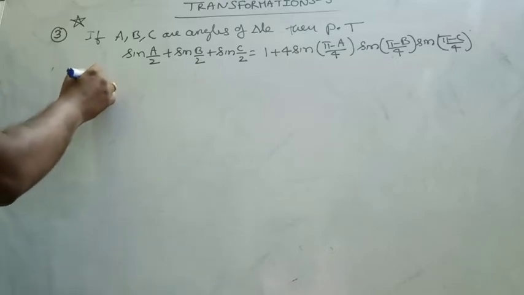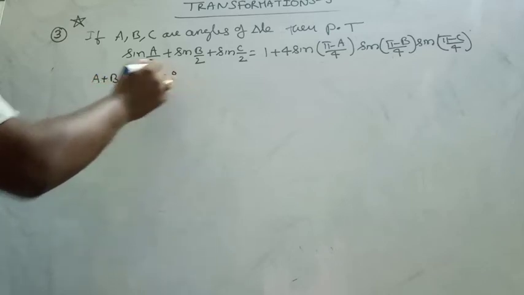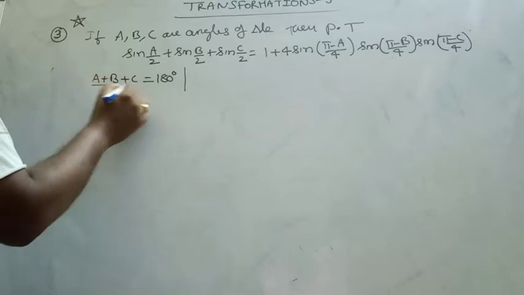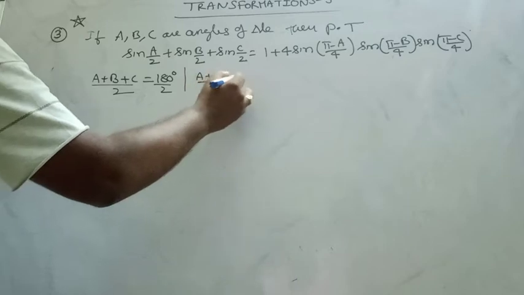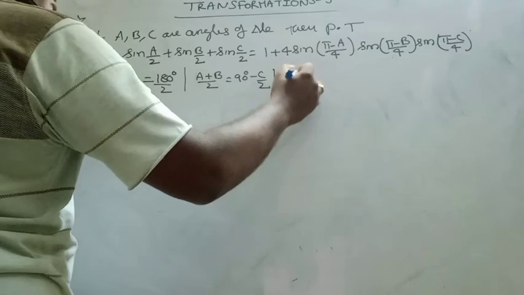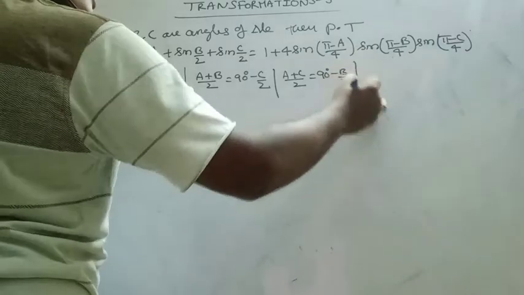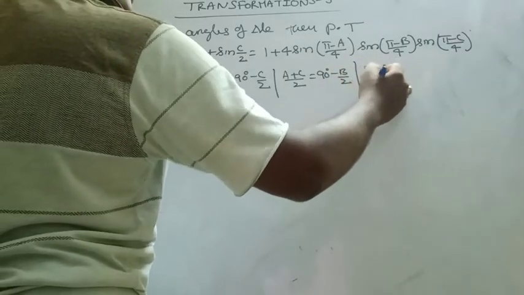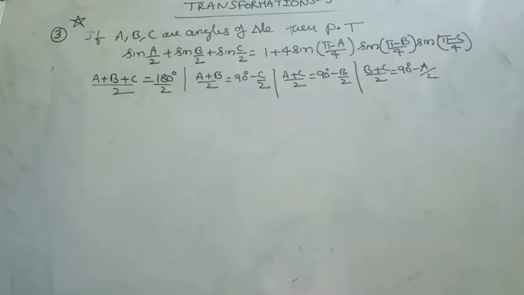My dear students, here also they have given that A, B, C are angles of a triangle, which means A plus B plus C equals 180 degrees. Divide both sides by 2. That means A plus B by 2 is equal to 90 degrees minus C by 2, A plus C by 2 is equal to 90 degrees minus B by 2, and B plus C by 2 is equal to 90 degrees minus A by 2, like this. We get these immediately once they are the angles of a triangle.